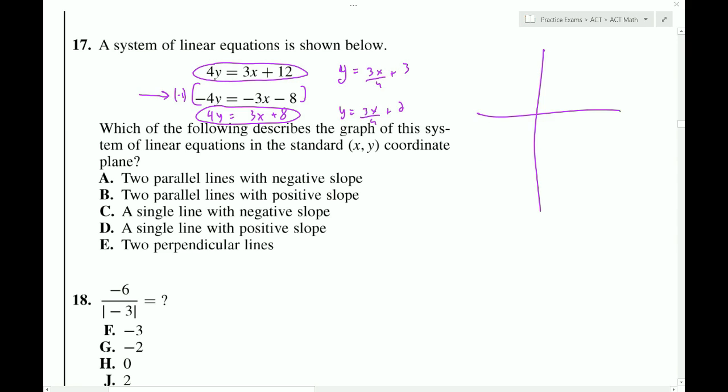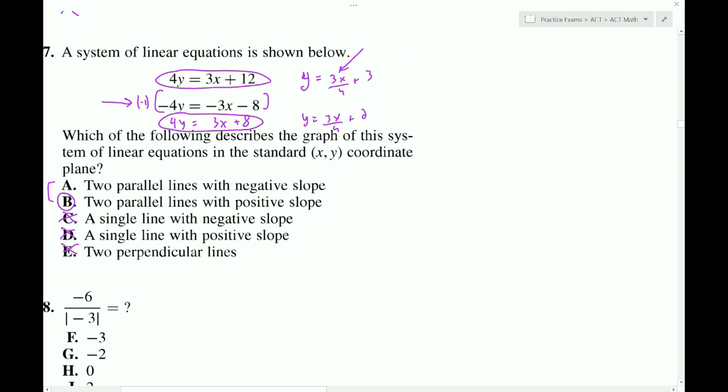So if you have two lines with the same slope, you know that they're going to have this parallel nature, okay? Because the rise over run is the same, they're never going to intersect. So we have two parallel lines, okay? So we know that we're in either A or B. And do they have positive slope or negative slope? Well, the slope is 3/4, that's positive. Choice B.